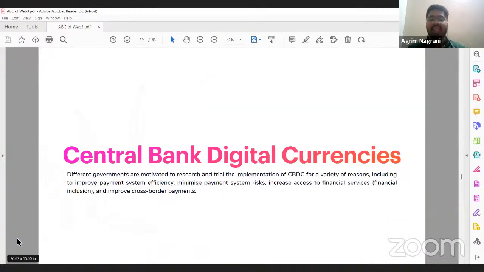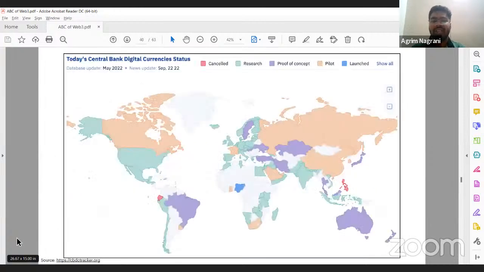Now, as we know, cryptocurrency is being adopted by various countries, and the key issue is: what particular reasons are there for improving payment system efficiency, minimizing payment system risk, increasing access to financial services, and improving cross-border payments? For all these things, we are using central bank digital currencies, or you can say CBDCs.